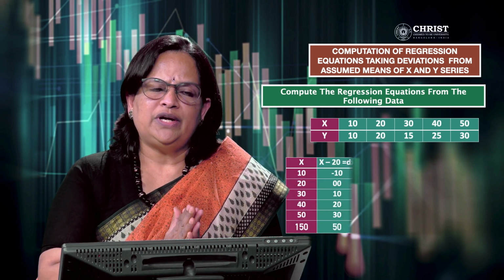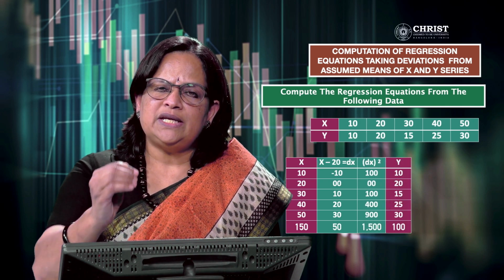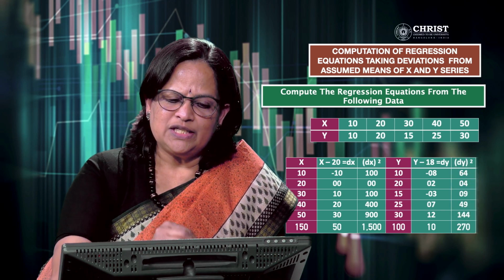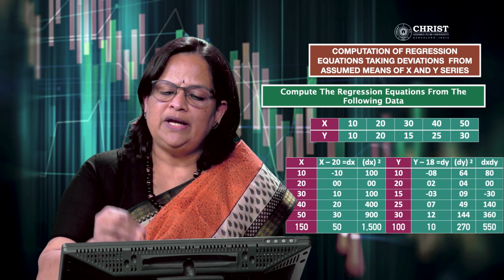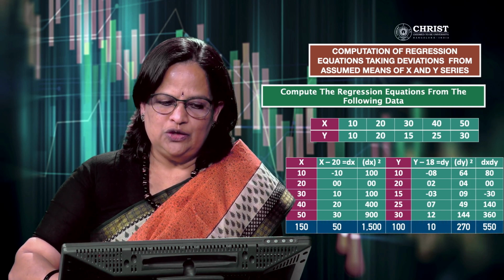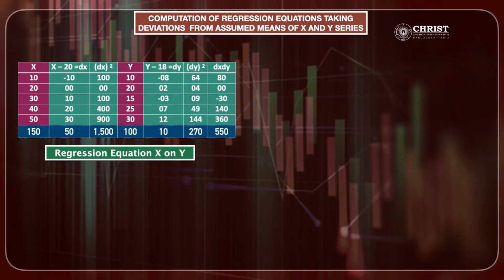So, I have computed taking 20 as the assumed mean for x series and 18 as the assumed mean for y series. Now, we have to do the calculations: dx values, dx square, dy, dy square and dx dy. We have to take the total of all these values. Now, two regression equations. First is regression equation x on y.